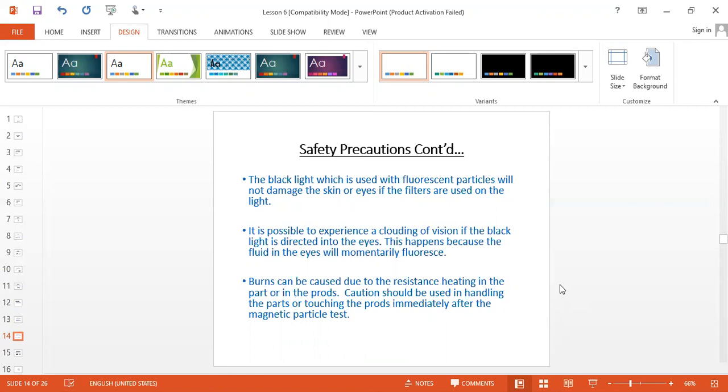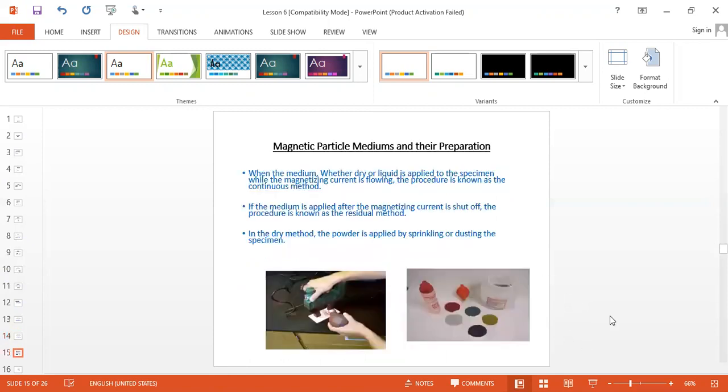So burns can be caused due to resistance heating in the part or the prods. Caution should be used in handling the part or touching the prod immediately after the magnetic particle test. So we have to be very careful about these things while we are using magnetic particle testing.